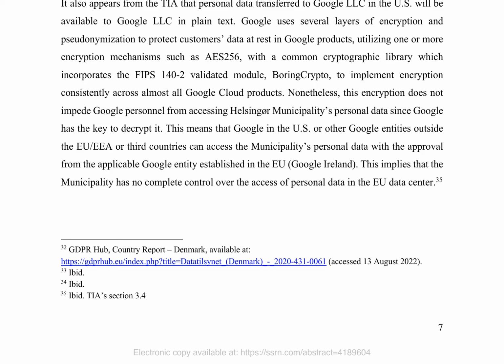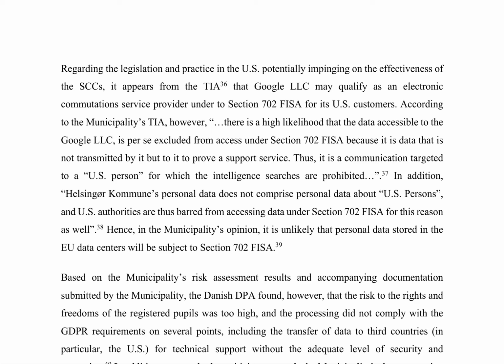Regarding the legislation and practice in the US potentially impinging on the effectiveness of the SCCs, the TIA noted that Google LLC may qualify as an electronic communications service provider under Section 702 FISA. However, the municipality argued that the data accessible to Google LLC was excluded from access under Section 702 FISA, as it was not transmitted by but to Google for support services. Additionally, the municipality's personal data did not comprise data about US persons, and US authorities were thus barred from accessing data under Section 702 FISA.